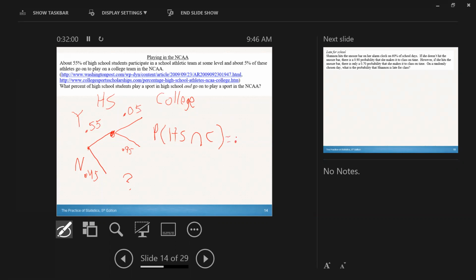Awesome. That's using our formula there. So 0.55 times 0.05. Make sure you add that 0.05. That's going to make a big difference. And what did you get there, Rachel?